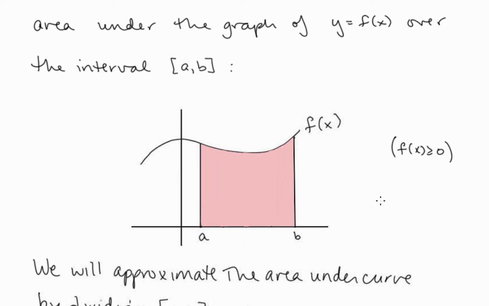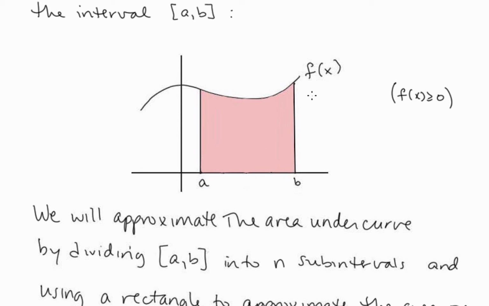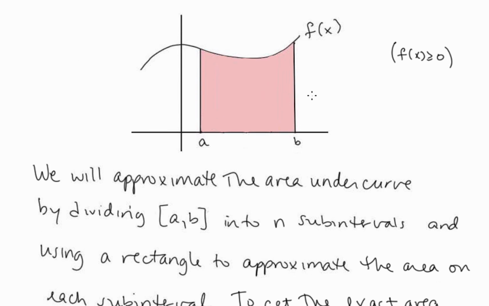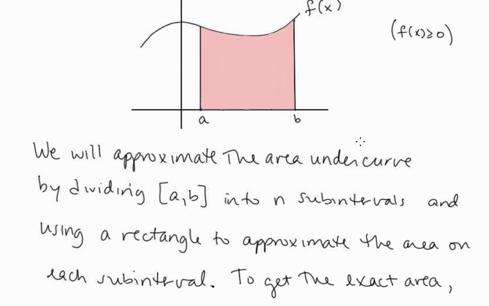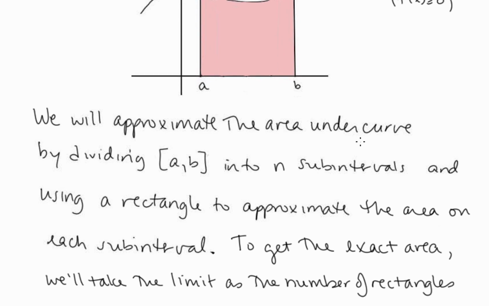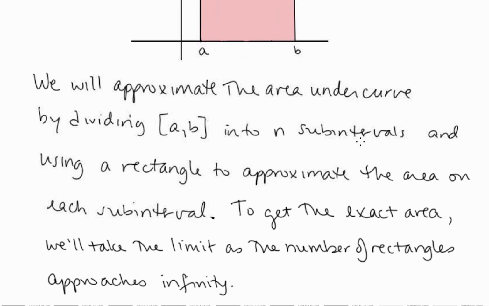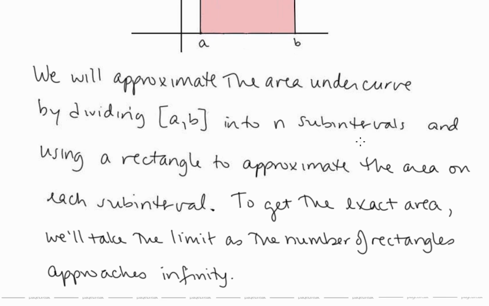And just for simplicity, we're going to talk about functions f of x that are greater than or equal to 0 on [a, b]. We're going to approximate the area under the curve by dividing the interval [a, b] into n subintervals, and using a rectangle to approximate the area on each subinterval. And then to get the exact area, we'll take a limit as the number of rectangles approaches infinity. So let's take a look at what that looks like.